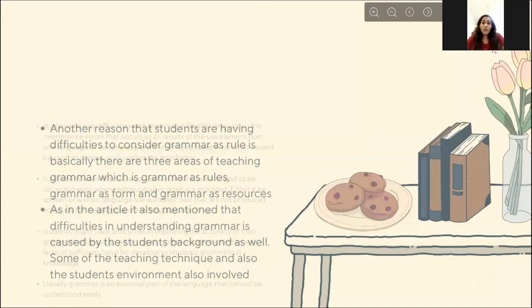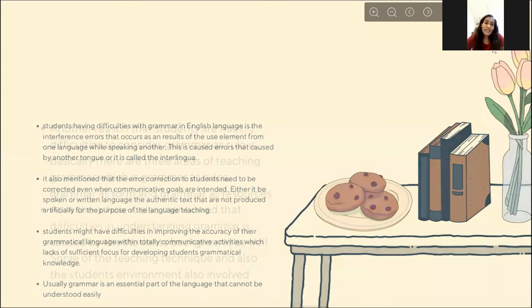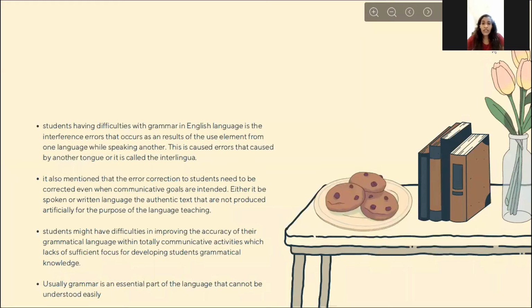And also, a reason that students have difficulty with grammar in English is the interference of errors that occurs as a result of using elements from one language while speaking another. This is an error caused by another tongue or another language, or it is called intralingual.